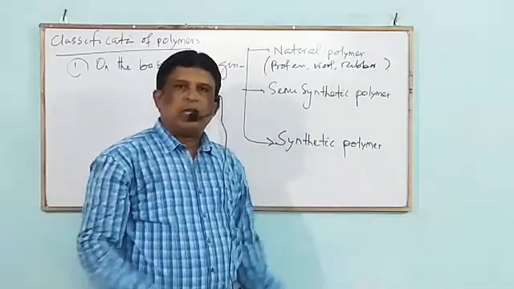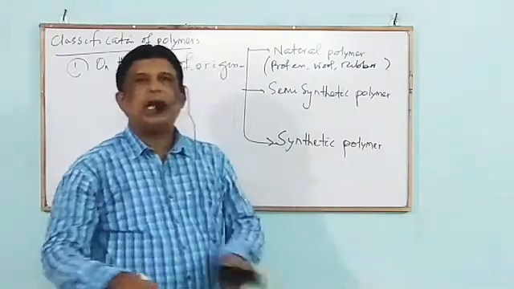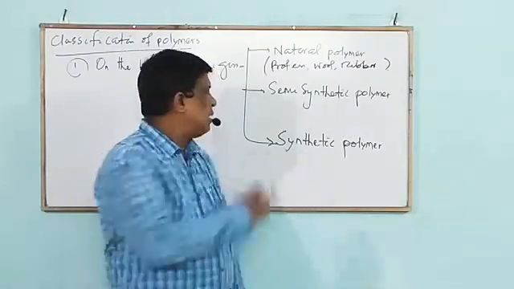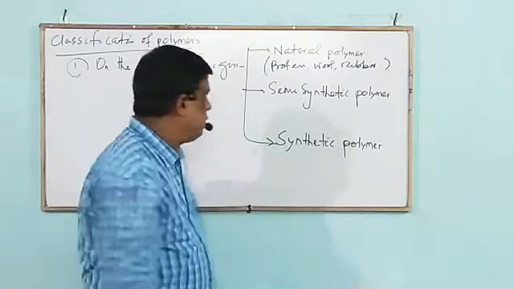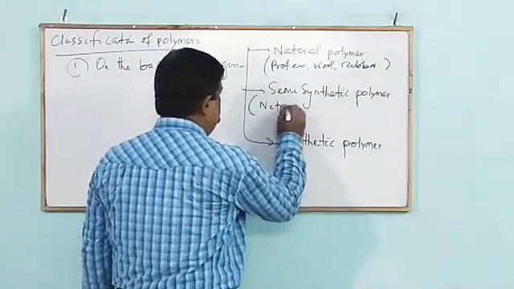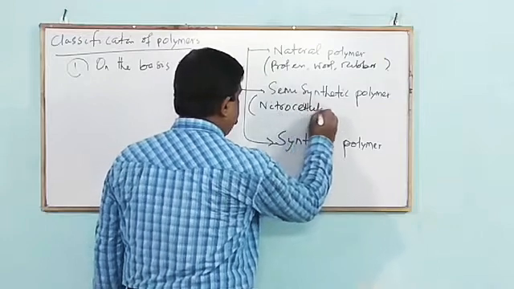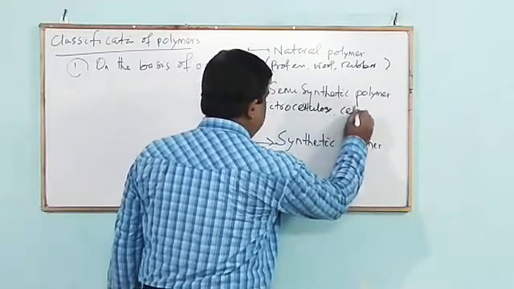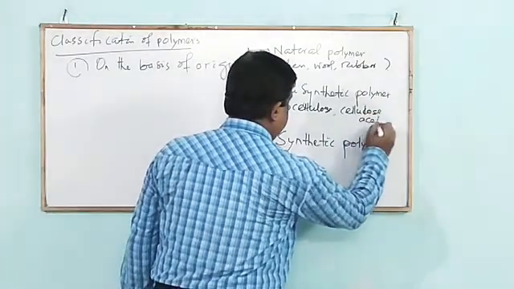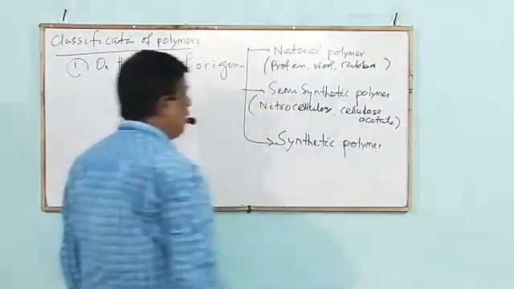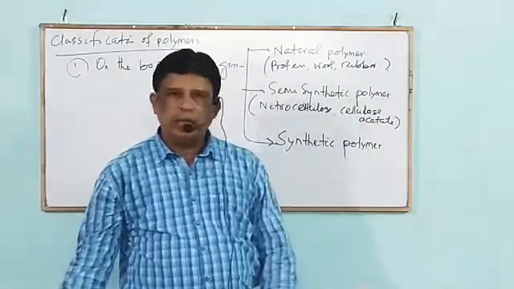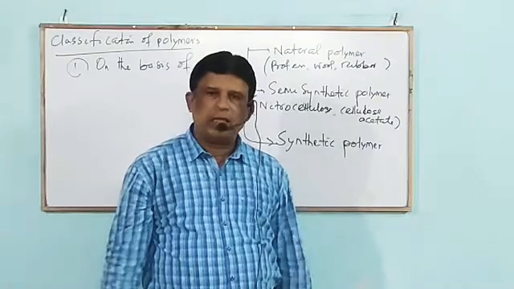Semi-synthetic polymer. A natural polymer that is chemically modified is known as semi-synthetic polymer. For example, nitrocellulose, cellulose acetate, etc. Then synthetic polymer, that is a man-made polymer made in the industry, is known as synthetic polymer.